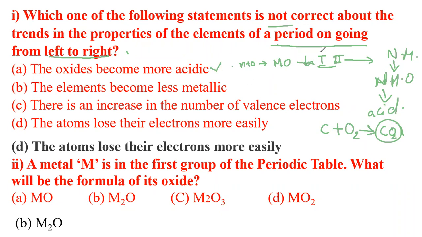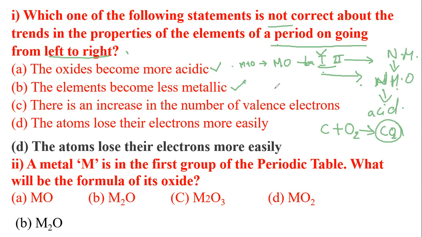Of course, the first group, second group are the metallic. When you move from left to right, metallic character decreases. The property of metallic nature decreases and non-metallic property increases. That's why this statement is also correct. Next, there is an increase in the number of valence electrons.